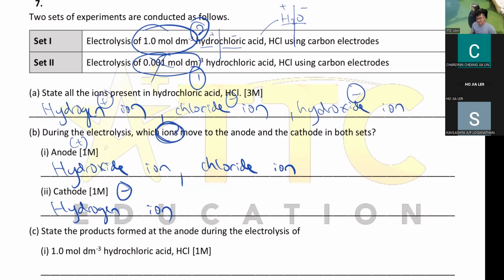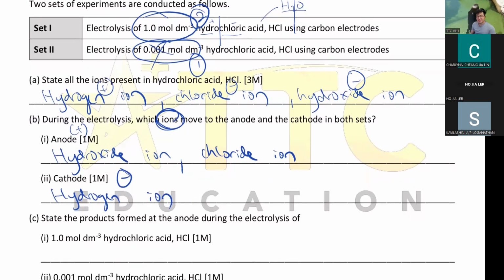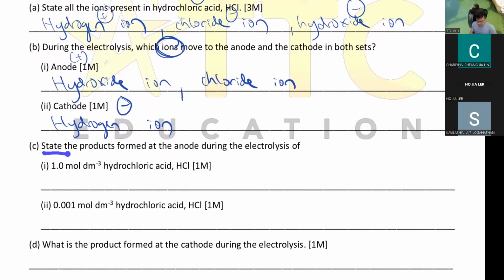Are you guys okay? Just like up there, guys, this is just like up there. So state the products formed at the anode during the electrolysis of 1 mole decimeter cube.